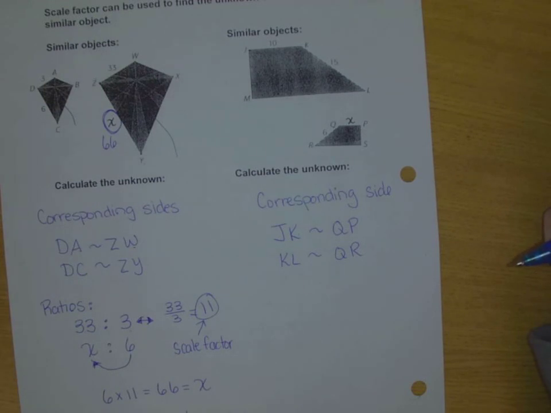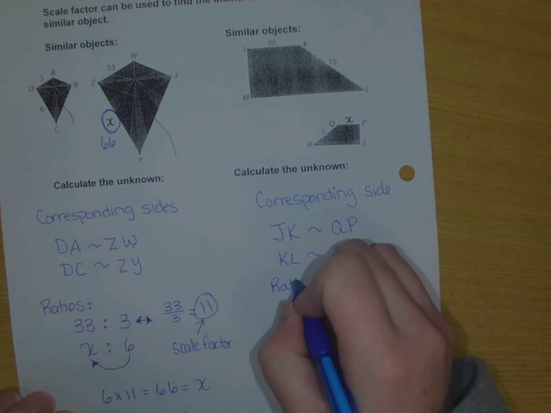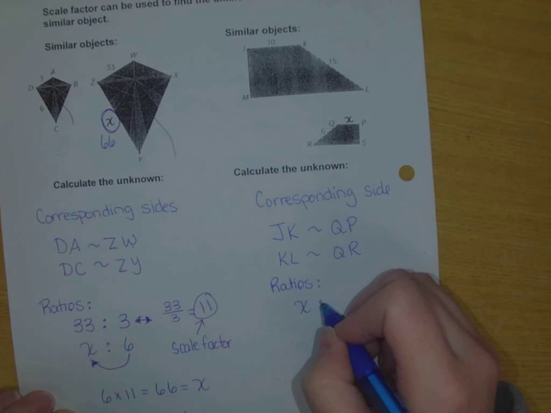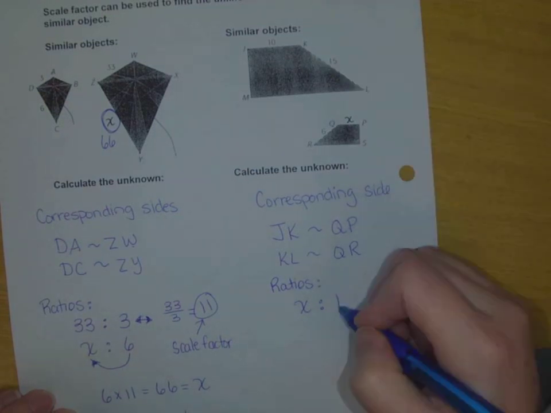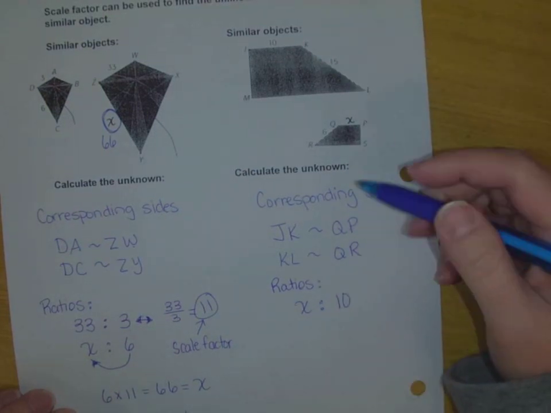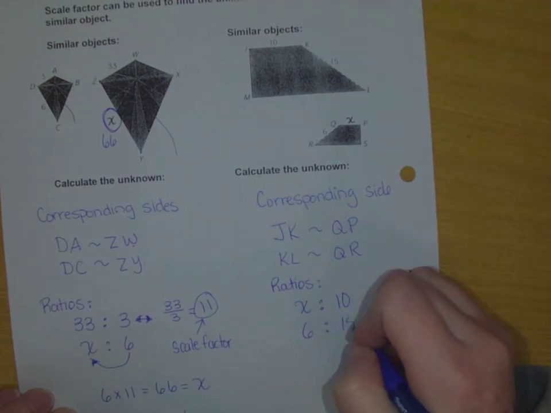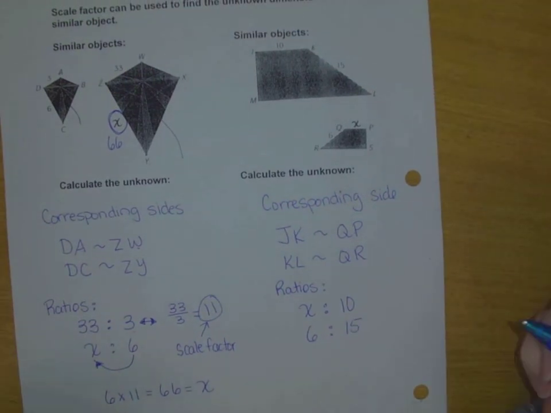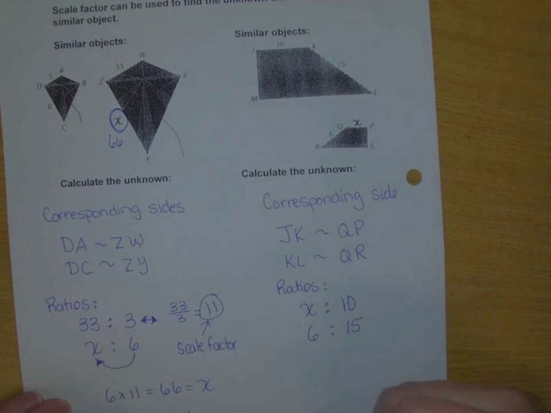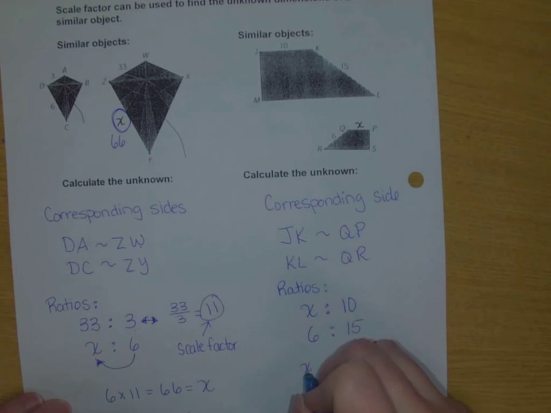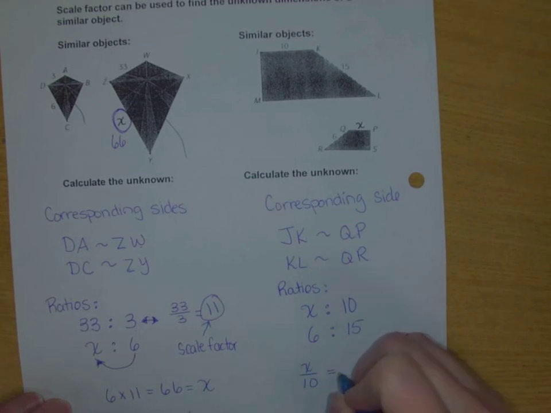Now we're going to do our ratios, and remember, we do our second first. So Q to P is X and J to K is 10. Q to R is 6 and K to L is 15. Now we have our ratios. I'm going to show you a trick for calculating. We change them both into fractions, so we have X over 10 equaling 6 over 15.